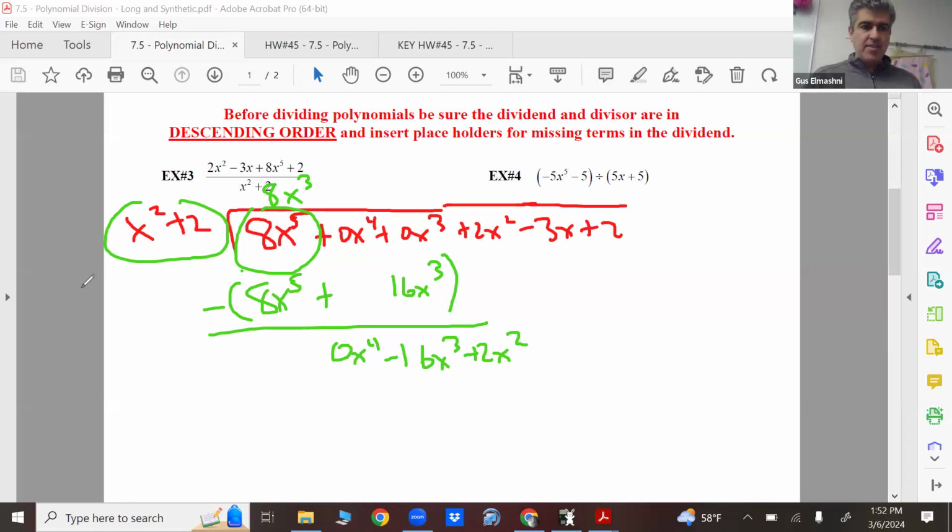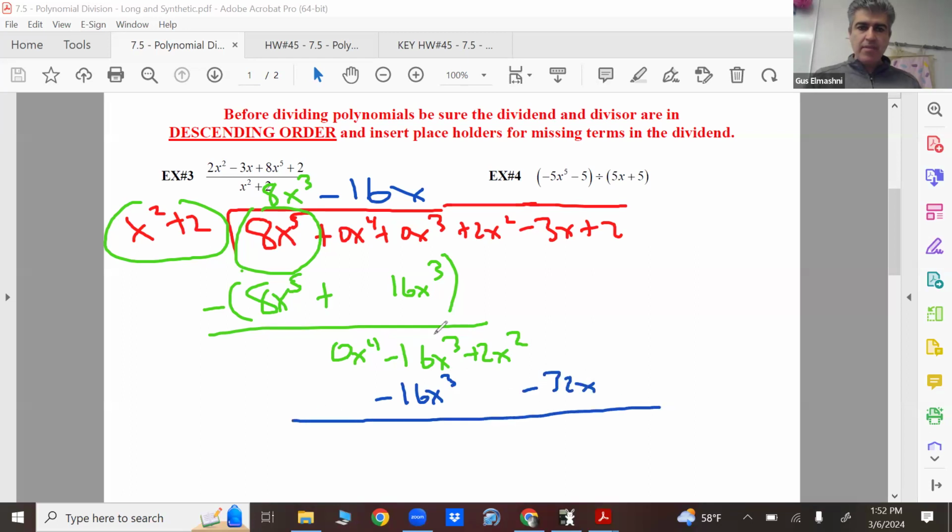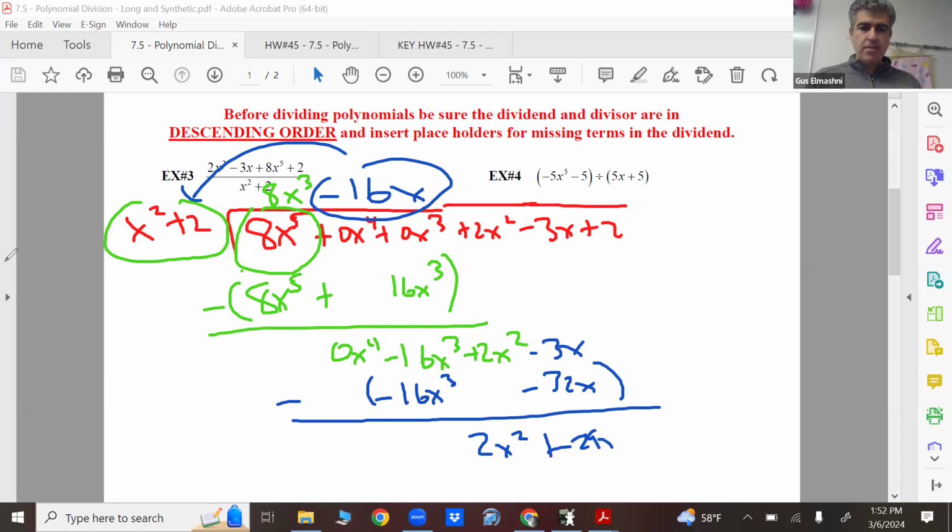Negative 16x. Let me switch colors just to make this a little more exciting, a little more stimulating. So negative 16x cubed and minus 32x, because you got to multiply negative 16x by all that junk. And bring down negative 3x. Those cancel. 2x squared plus 29x plus 2.